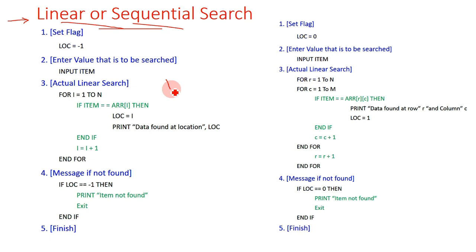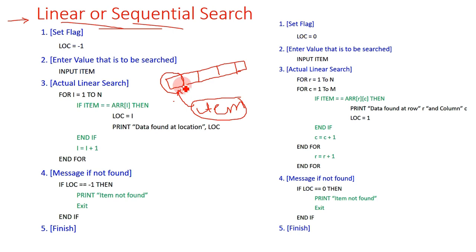Let's see. In linear or sequential search, first we have an array of n values and the item that we want to search. This item will be compared with the first value of the array. If the value is found at the first location, a message will be displayed to the user that the item is found at the first location.